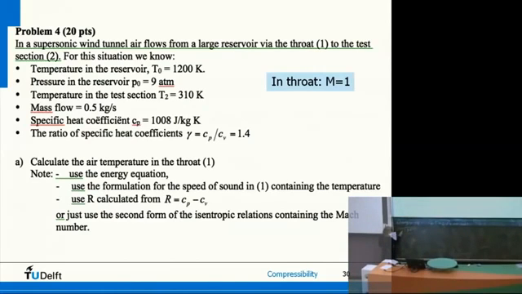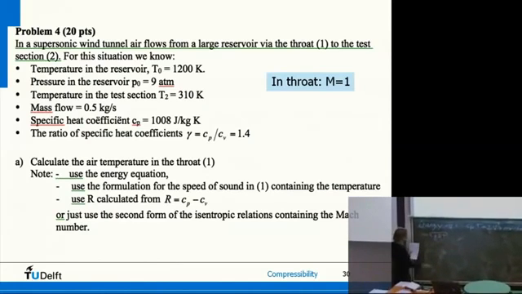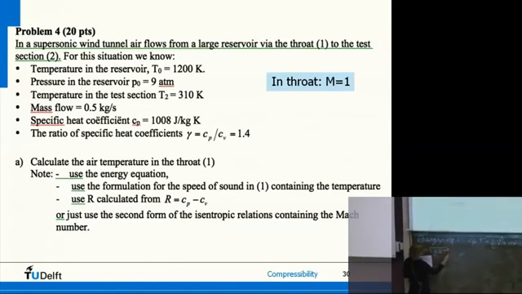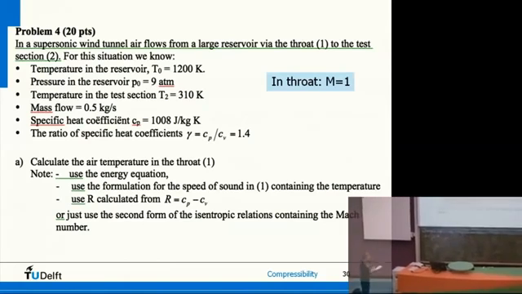So the idea is, using R and gamma, we're looking for T in the throat, right? In the throat, typically we write it with a star, T star, A star. So if we have gamma and R, we can compute T if we know the speed of sound. So we need the speed of sound in the throat. Any ideas? Speed of sound in the throat. Mach 1, yeah, so it's equal to the velocity in the throat, good news.